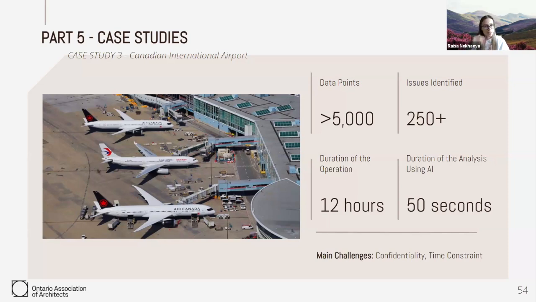And then once these data points were processed, over 250 issues were identified in this airport facility, with the majority of them located on the roof, which really helps property managers to focus their attention on the roof of the building, making sure that the needs of the building would be met in the upcoming years of maintenance.